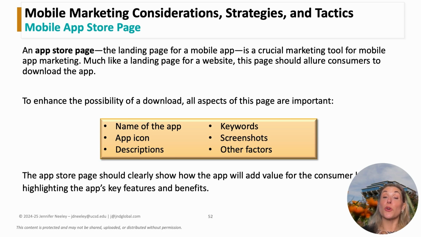The App Store page serves as the landing page for a mobile app, much like a website's landing page. This page should appeal to users and encourage downloads. Key elements include the app's name, icon, description, keywords, and screenshots. Each aspect should highlight the app's features and benefits, demonstrating its value to users.